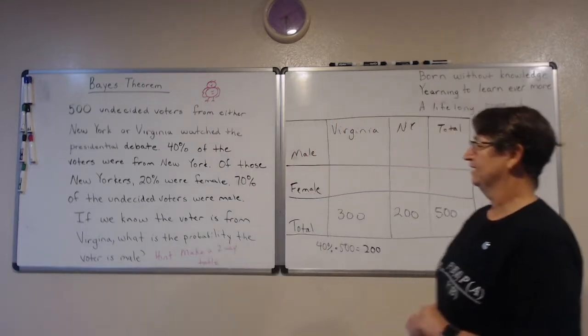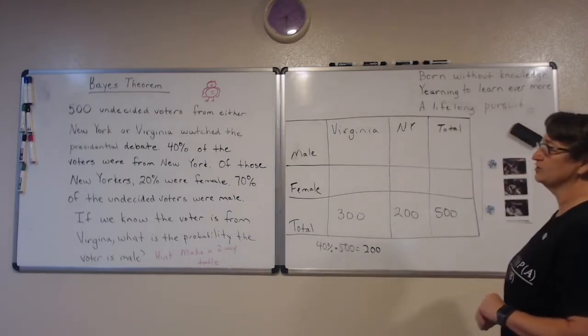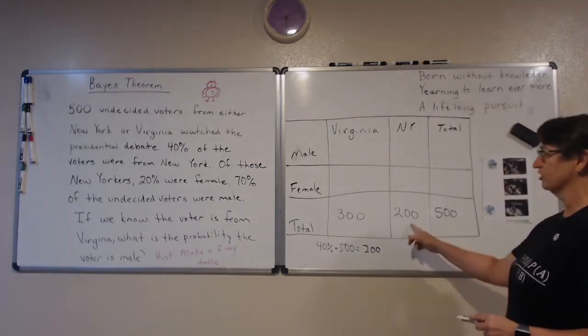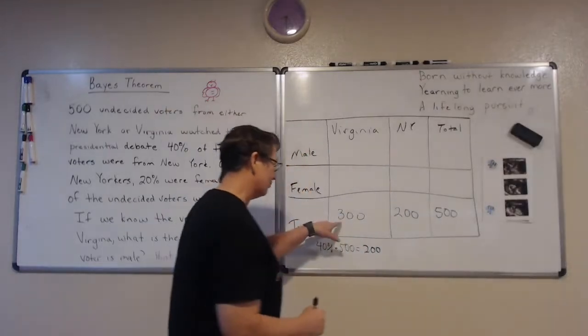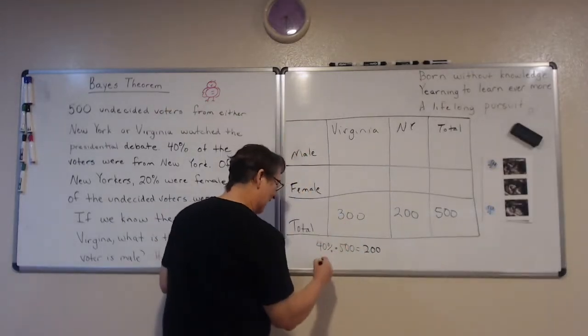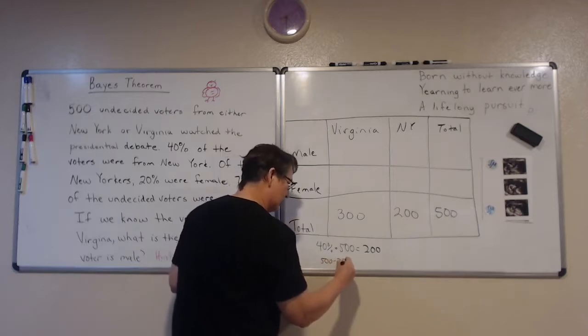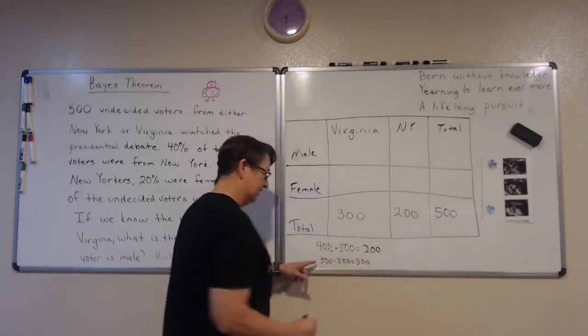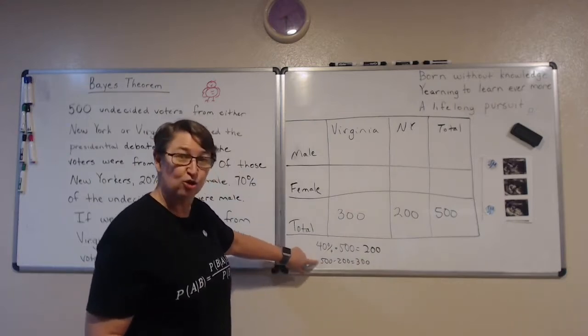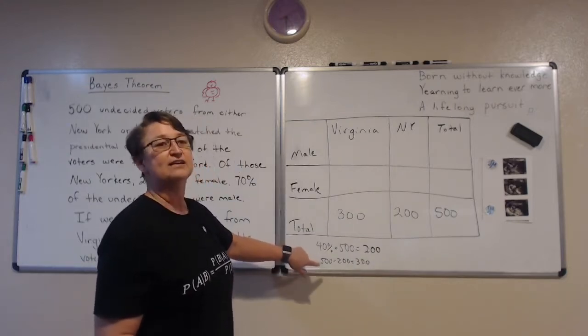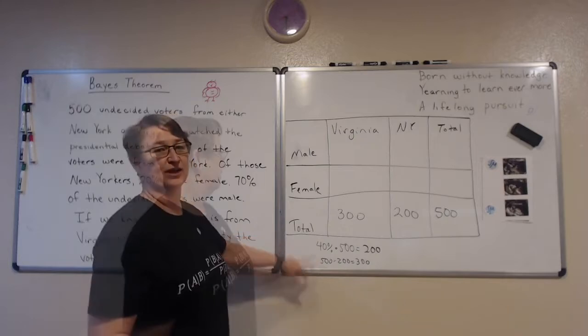Then 20% of the New Yorkers are female. By the way, how did I get that 300? I said 500 minus 200 equals 300. Yes, you can do that subtraction, but write it down and show me what you're doing. Explain to me how you're getting there.